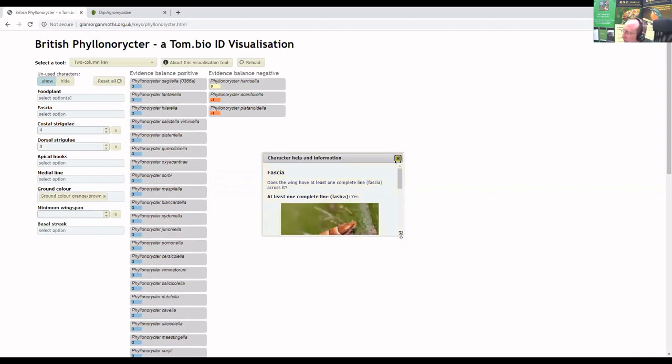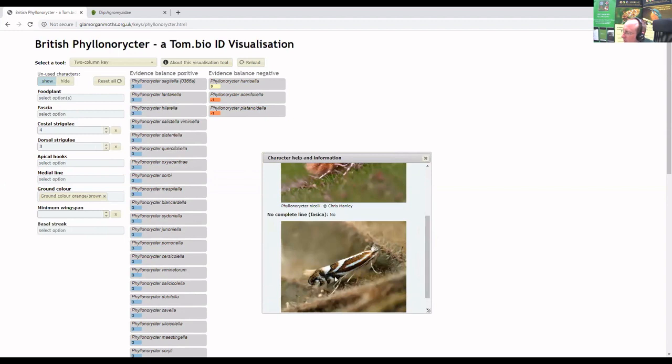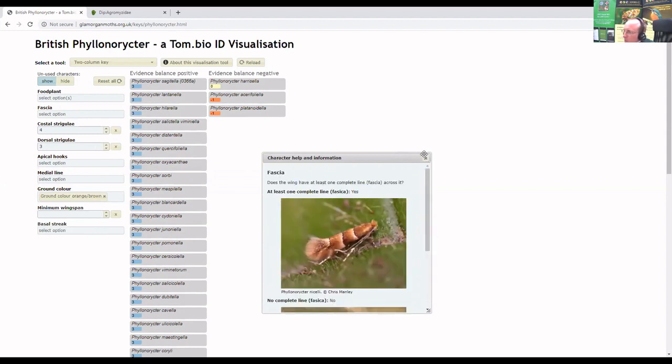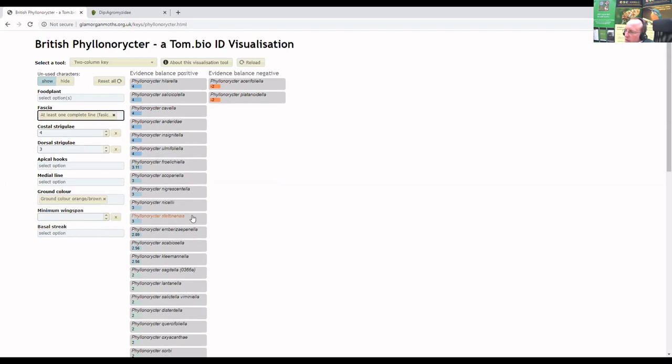The fascia, there are little helps. So does the wing have a complete line? That's a fascia there, and this is a species that does not have a complete fascia. So if your species has a complete median fascia, at least one, then again it reshuffles. So now we're down to 6 species that are on a score of 4.